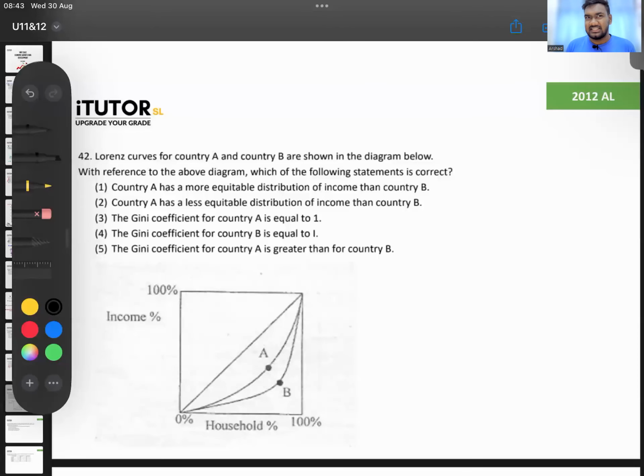Now we can go a little faster, guys. Same questions come. See, we do 2012 question 42. Now see how the same question is repeated.